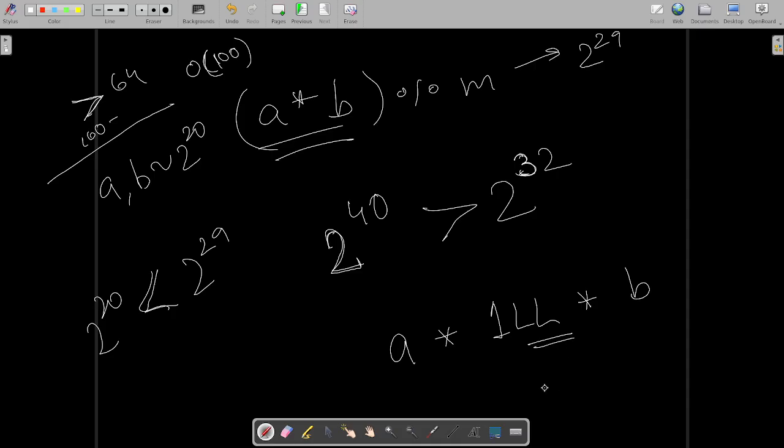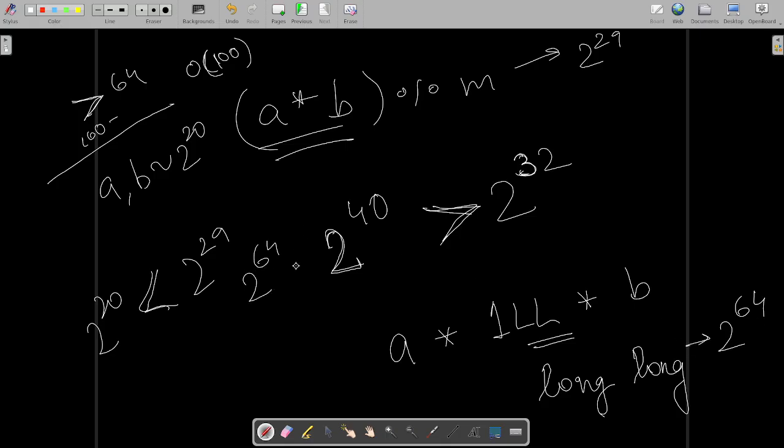Now, what is LL? LL is the long data type. Python people don't need to worry, but still understand integer constraints, or data type constraints, in general. That promotes you to the long data type, which has a storage of 2 raised to the power 64, which can actually hold this value. You can never handle this by A modulo M into B modulo M, in certain cases.